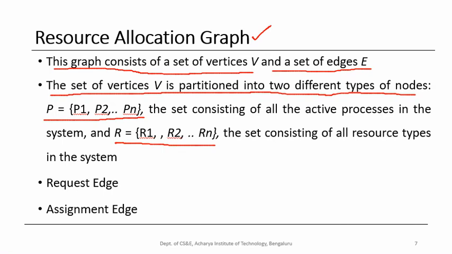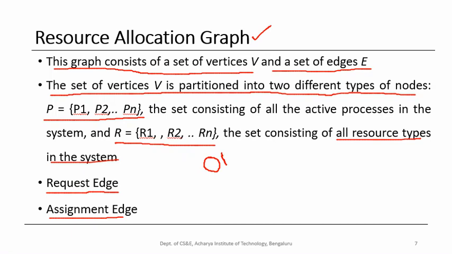Okay, so this set represents all the resource types in the system, right? And a resource allocation graph will have two different types of edges. So before we proceed, let me show you the notations used for representing vertices.